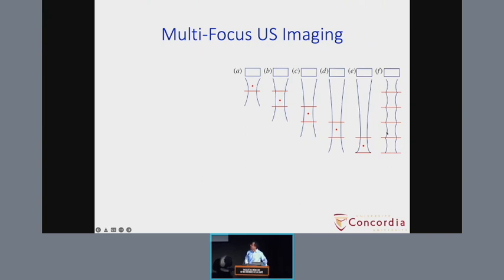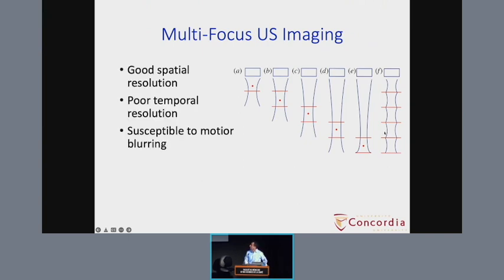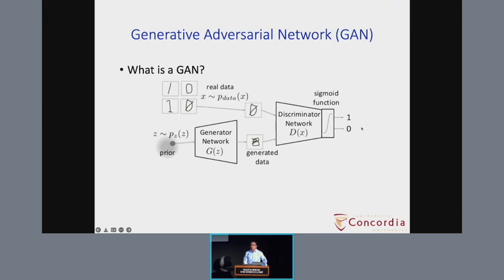Unfortunately, a drawback of this method is that it reduces the temporal resolution and also is susceptible to motion blur. So if the tissue has moved between these scans, then it results in blurring. So we wanted to see whether we can use GANs where we give one of the focused images to the generator and it generates a nice image focused everywhere.